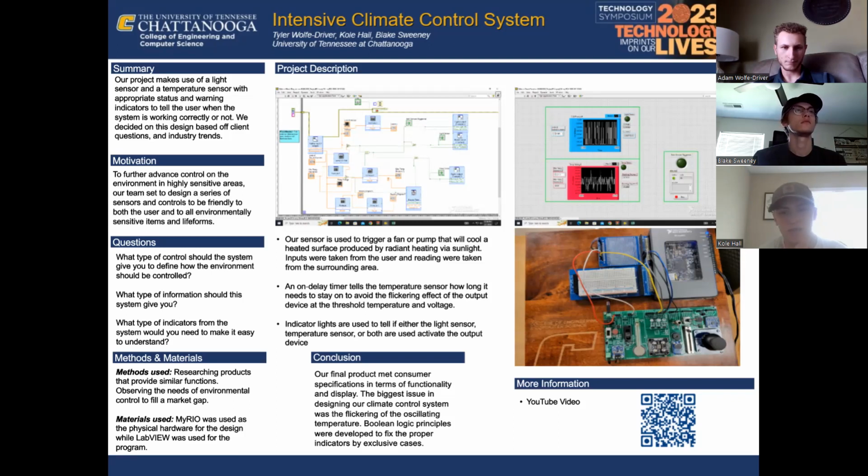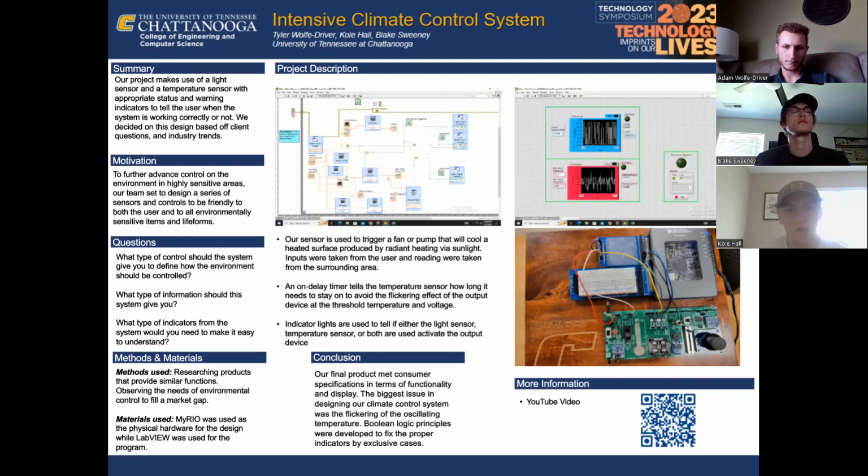Some of the issues that we came into was the flickering of the temperature. That took us a little bit of time to figure out how to manipulate the code so that it would function as desired.